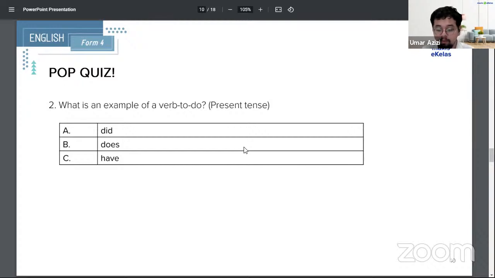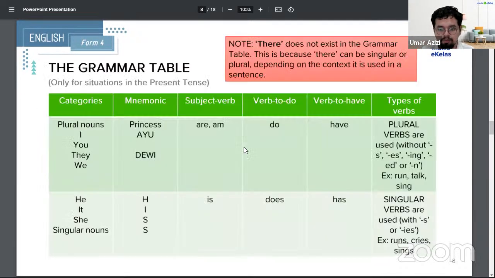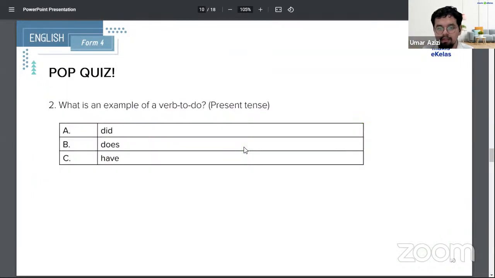While this goes on, before an answer, I'm going to quickly slide back to see what the answer actually is. So here we have verb to do. So again, what is an example of a verb to do?